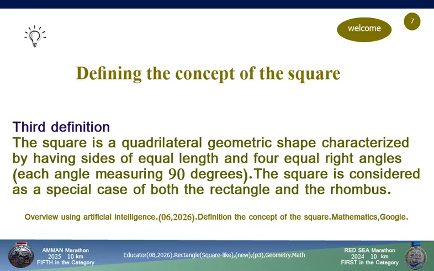Defining the concept of the square. Third definition. The square is a quadrilateral geometric shape characterized by having sides of equal length and four equal right angles, each angle measuring 90 degrees. The square is considered a special case of both the rectangle and the rhombus.